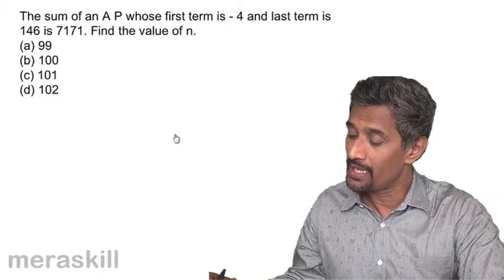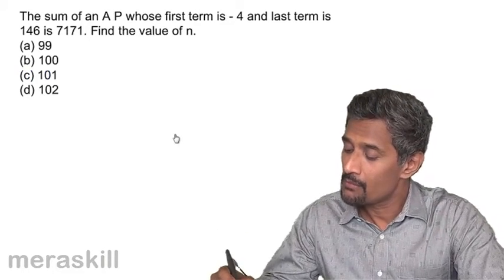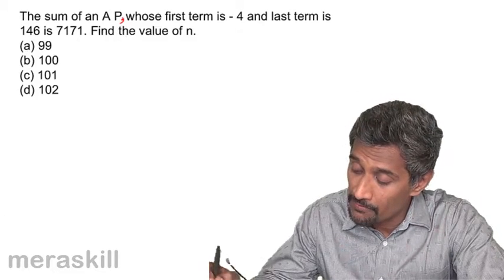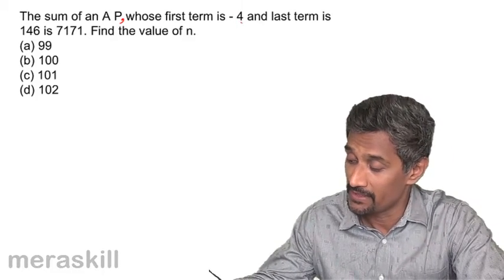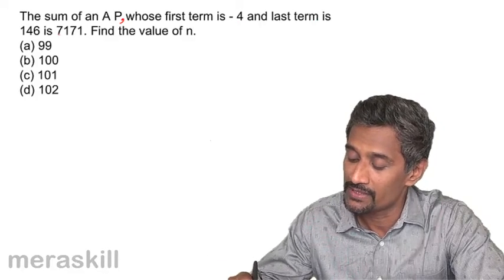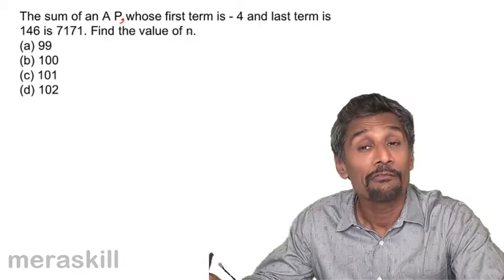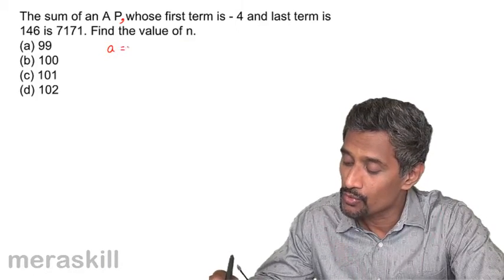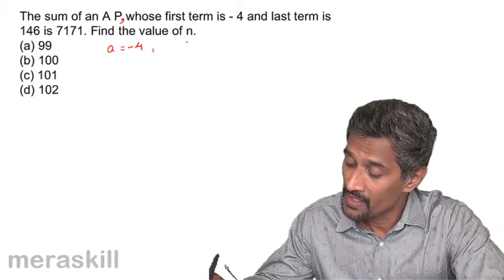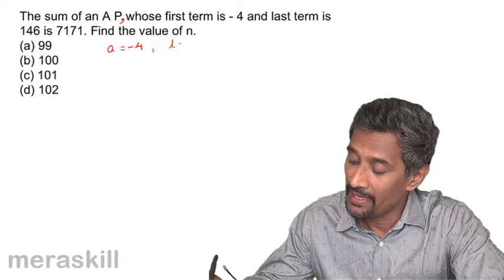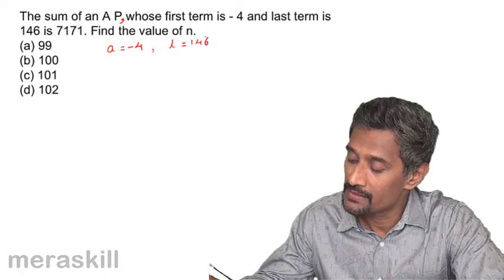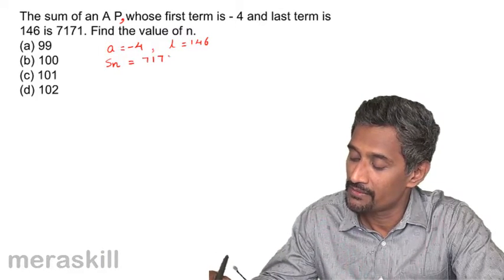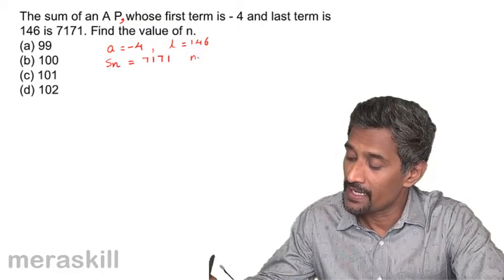Further ahead, we have sum of an AP. You need to read these kinds of questions very carefully. Sum of an AP whose first term is minus 4 and last term is 146 is 7171. Find the value of n. So in other words, a is known to be minus 4, the last term, that is l, is 146, and Sn is 7171. You need to find n.